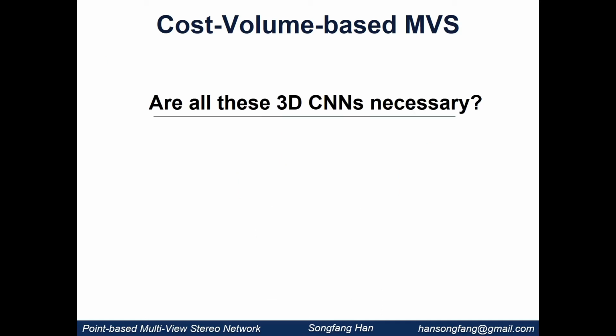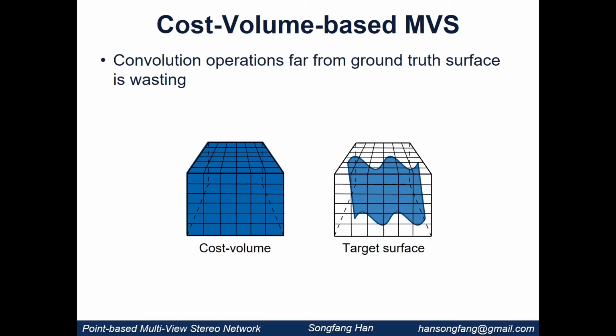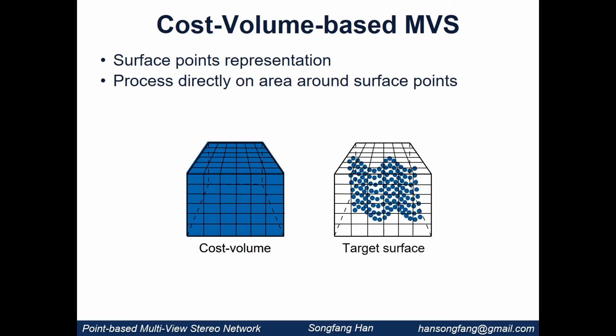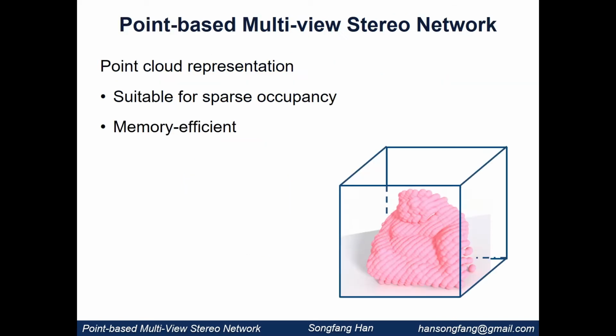So one question is: are all these 3D convolution operations necessary? Actually, the depth map is just a curved surface in 3D space, and most of the 3D convolution operations are applied in areas far from the surface, which are not necessary and do not help the final depth prediction. Based on this observation, we use a point cloud to represent the curved surface and process the surface points directly. Compared with voxel representation, a point cloud is more suitable and efficient to represent the sparse curved surface in 3D space.